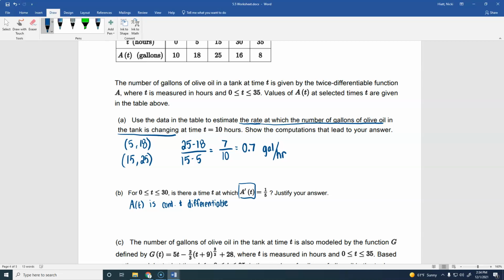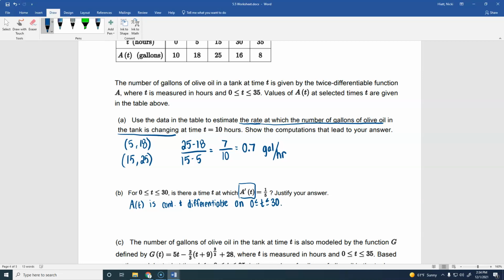Yeah, you could take a second derivative of this also. But if it's twice differentiable, it's also just regular differentiable. There might be a part coming, I can't remember if there is, where you need to look at the second derivative. And if that is the case, then they have to tell you that you can take that derivative twice on the interval 0 less than or equal to t less than or equal to 30.